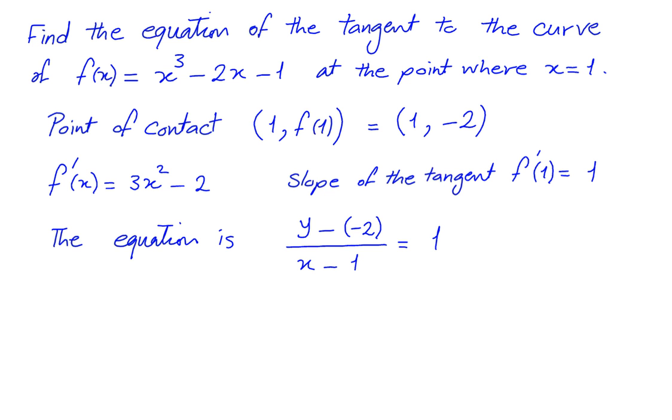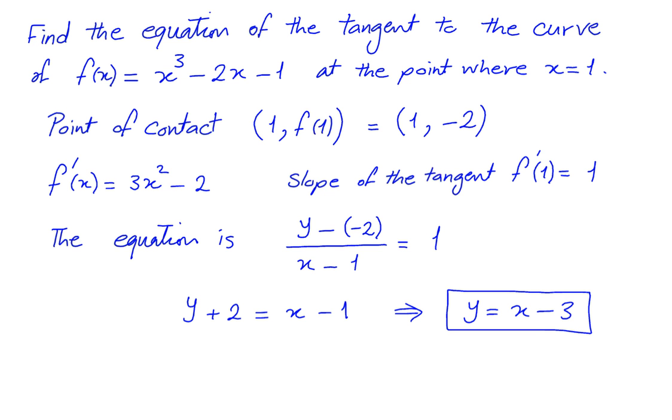Cross multiply, you get y plus 2 is equal to x minus 1, and this will lead me to the equation being y equals x minus 2 minus 1, minus 2 is minus 3. So this is the equation of the tangent at the point where x equals 1.